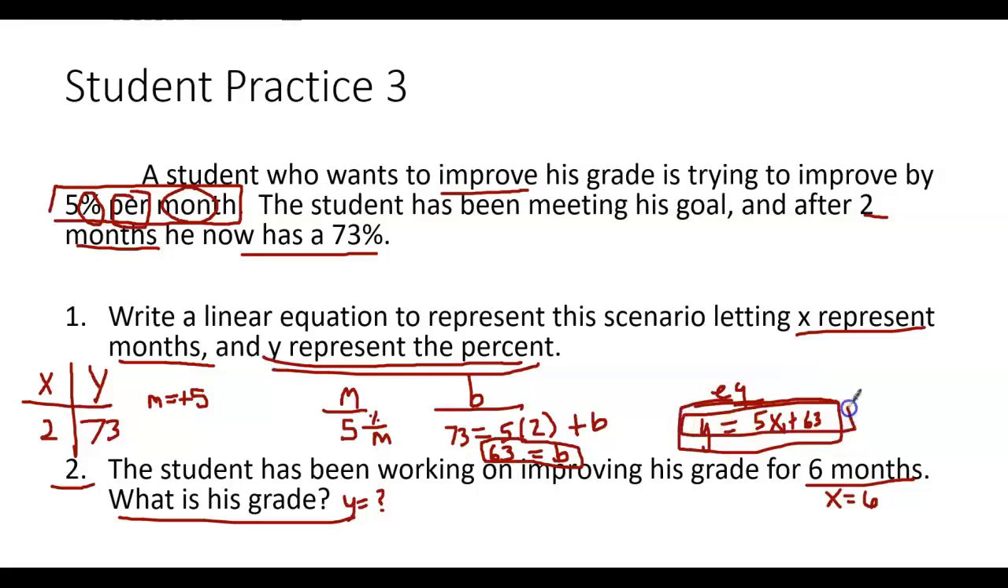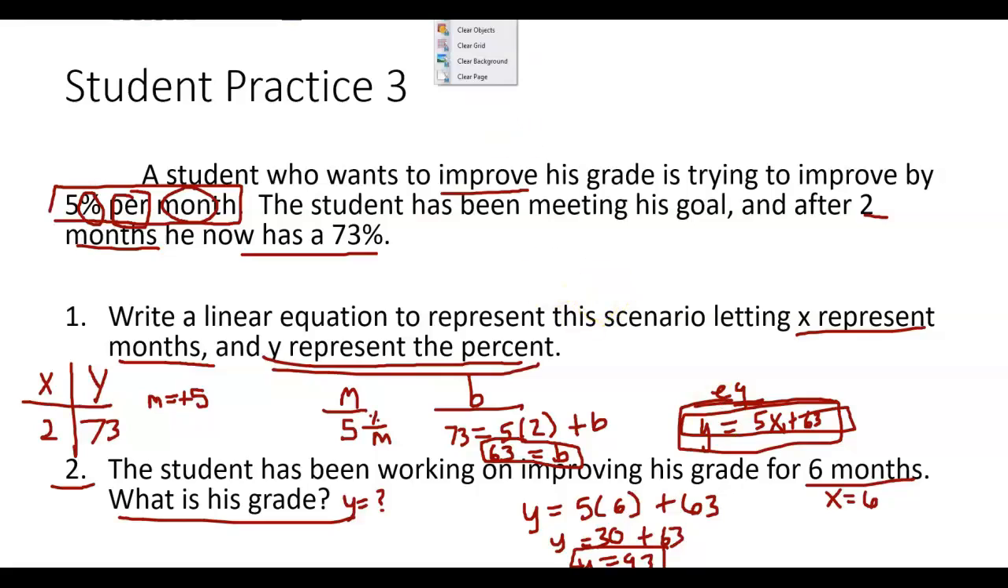We're going to plug it into our equation to get the answer to that. So y equals 5, and I'm going to plug in 6 for x. So 5% per month for 6 months is a total increase of 30, plus his starting amount, which is 63, is 93. So if the kid could actually keep up that pace, after half a year, he would have an A. Okay, so there you guys have it.